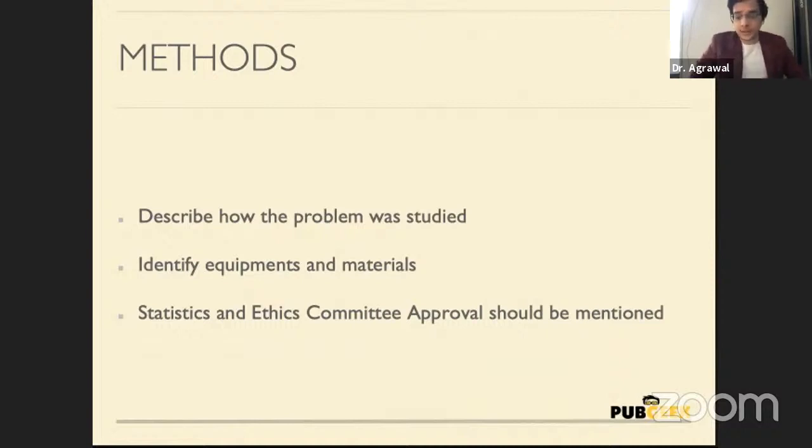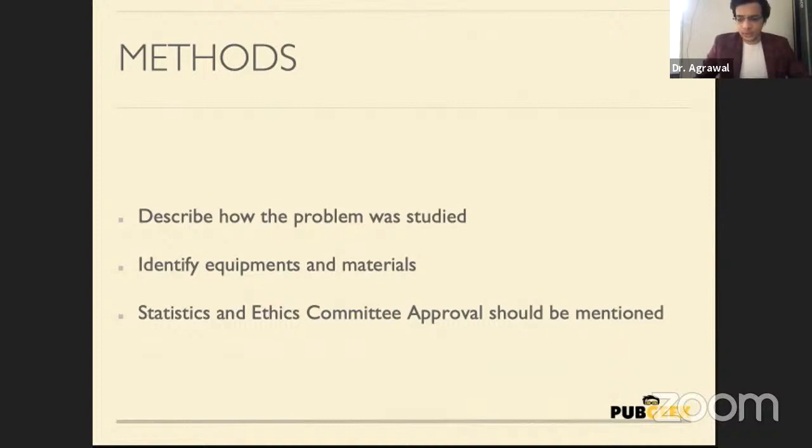Or if you use some specific drug, mention the company that it was used from. The basic purpose of this section is to ensure that you have written any and all information that would be required for someone to recreate that study. So that's the whole point of a method section, where if someone was to start from scratch tomorrow, by reading your method section, he would be able to exactly replicate your study, right?